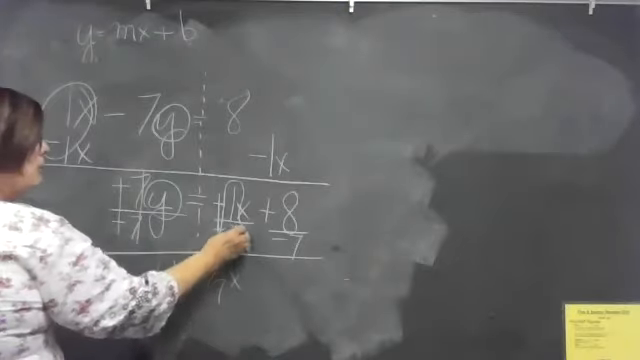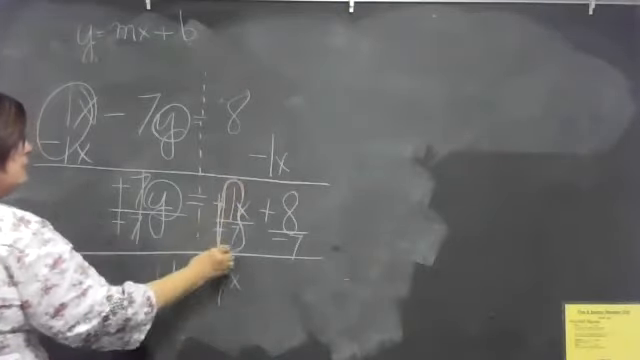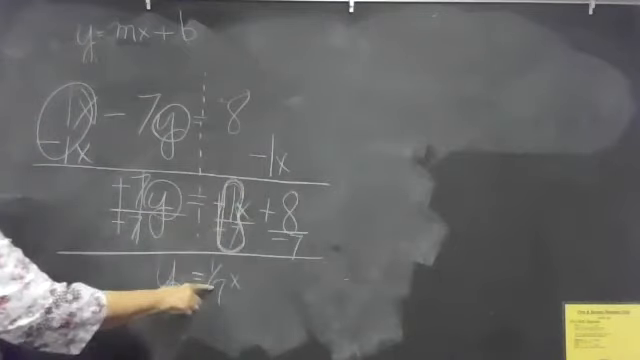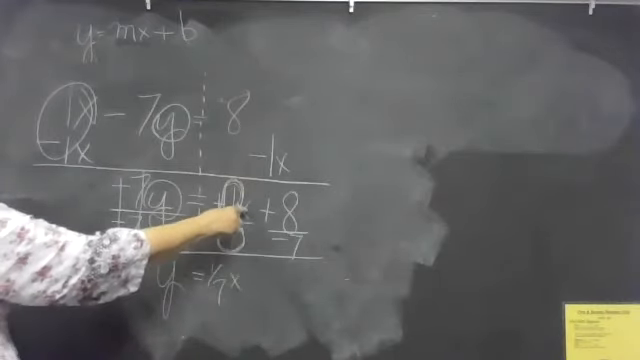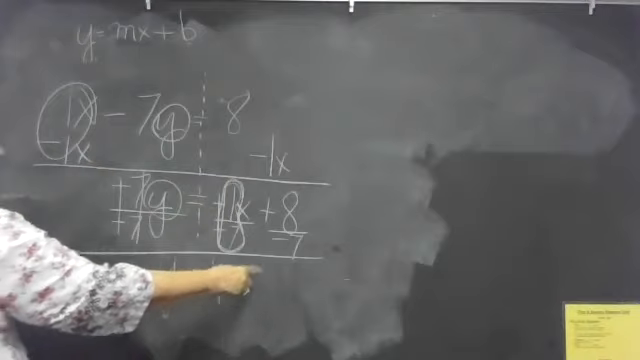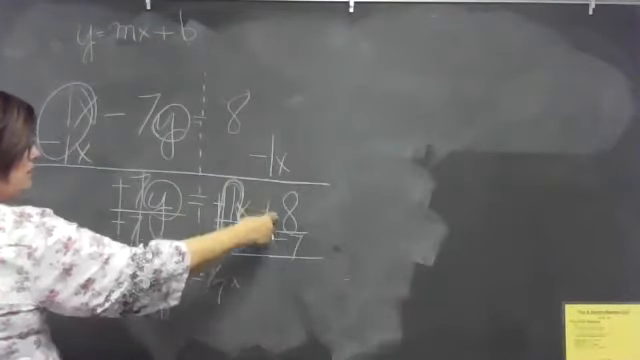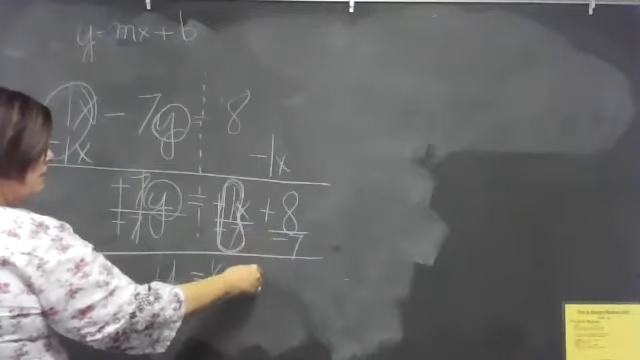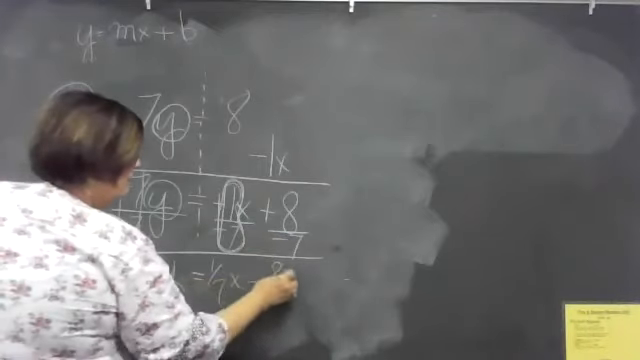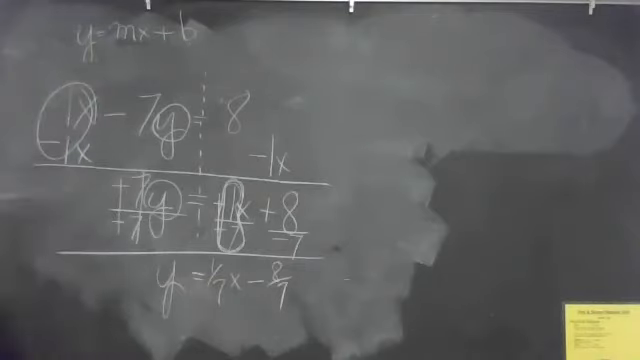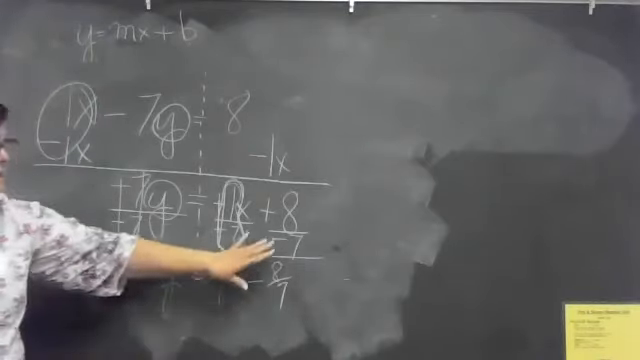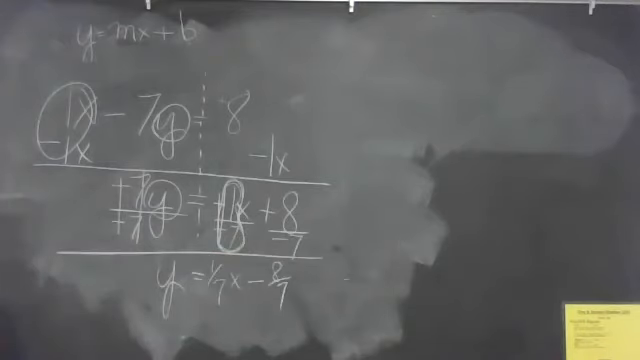So are you all okay with finding this fraction? So 1/7 x. Then, the negative doesn't cancel out of this. So we have a negative 8/7. Are we okay with that? Go over that one more time.